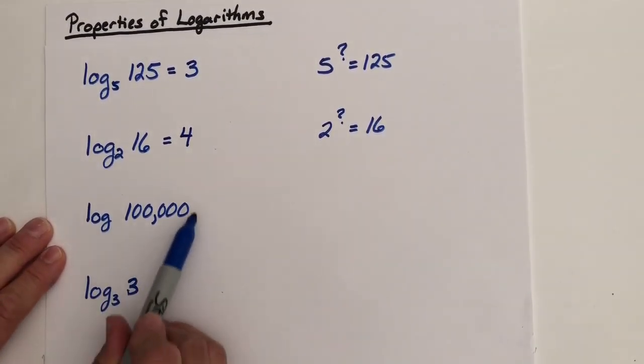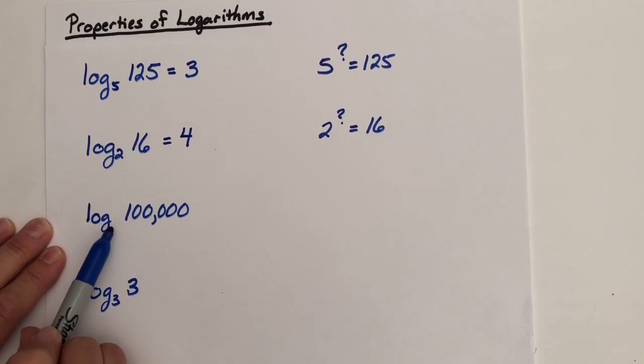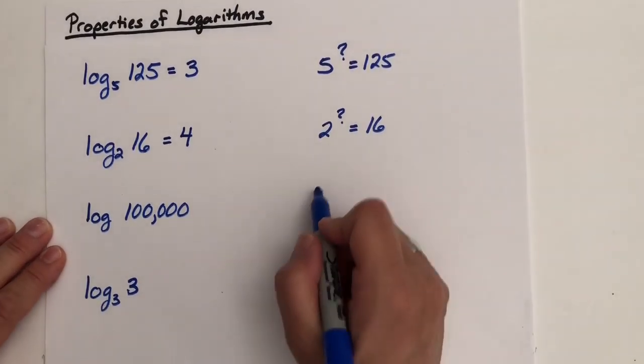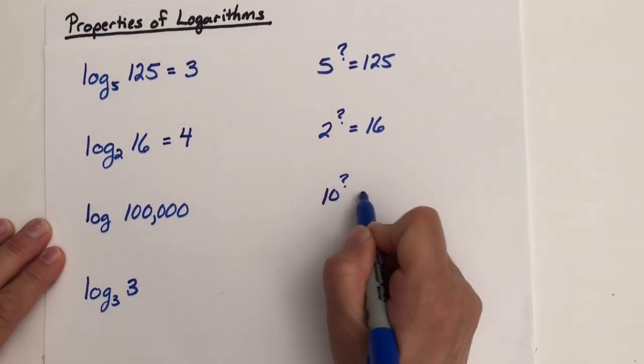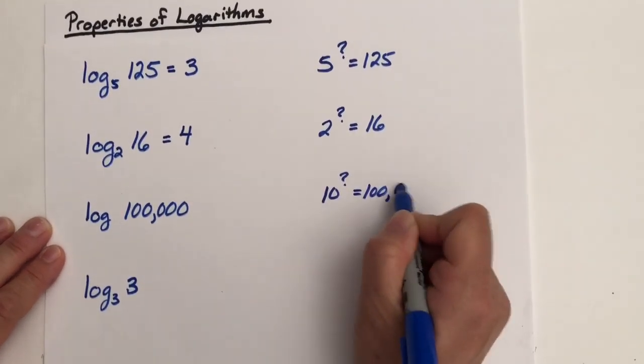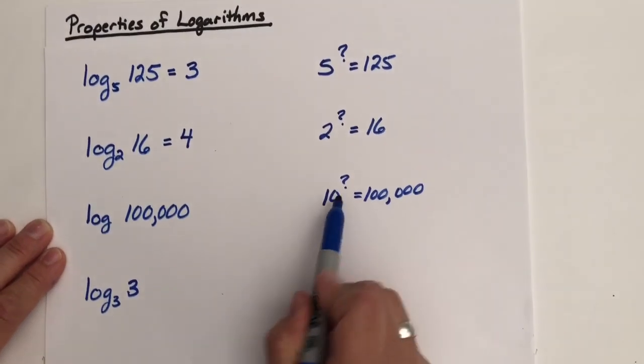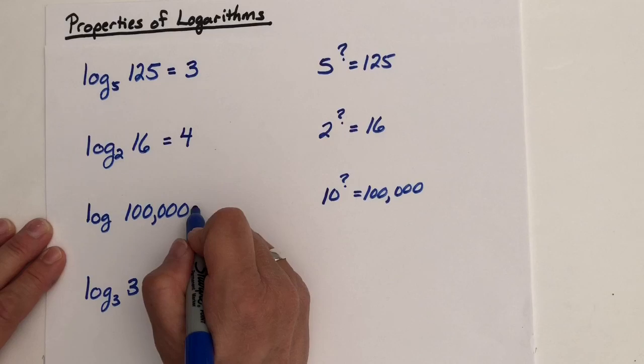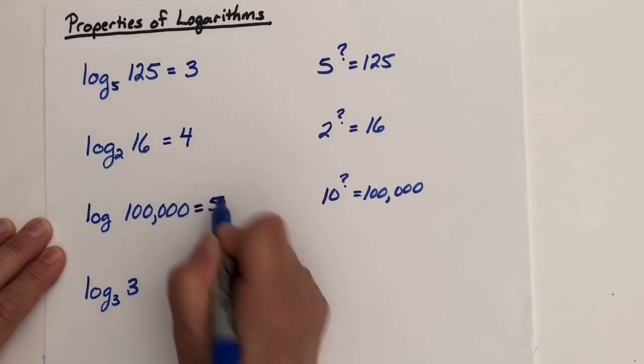Remember that this is our common logarithm because we don't see a base. We know that base is 10. And so again, the question is 10 to what power gives you 100,000? And we know that 10 to the 5th power would give us that 100,000. Notice we have 5 zeros there. So our answer is 5.